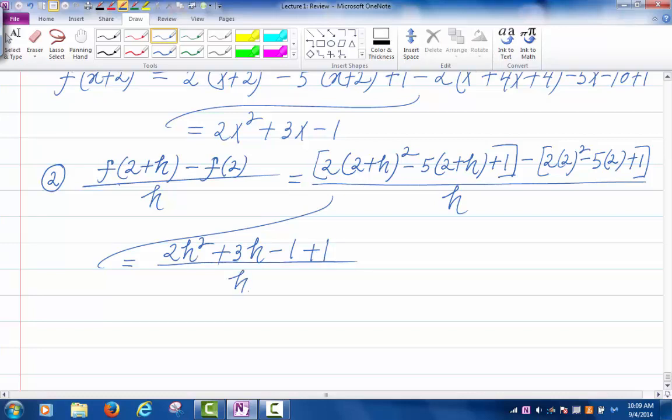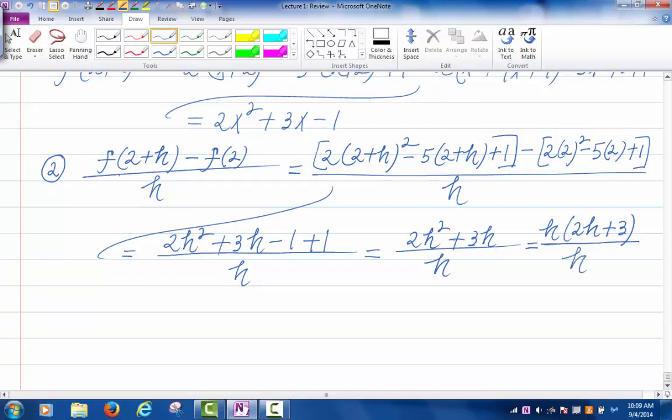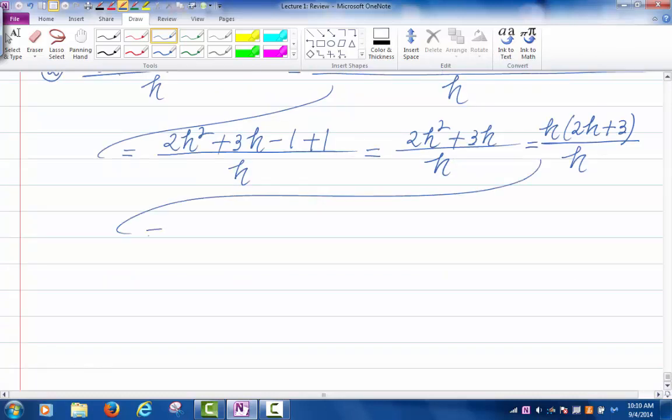Divided by h. So this would be equal to 2h squared plus 3h over h. And then I can factor out h. I get h times 2h plus 3, divided by h. And that's equal to 2h plus 3. So whenever you are asked to compute the difference quotient, f of 2 plus h minus f of 2 over h, maybe instead of 2 you might be given 3 or 1 or something else. Always your goal should be to get rid of h.